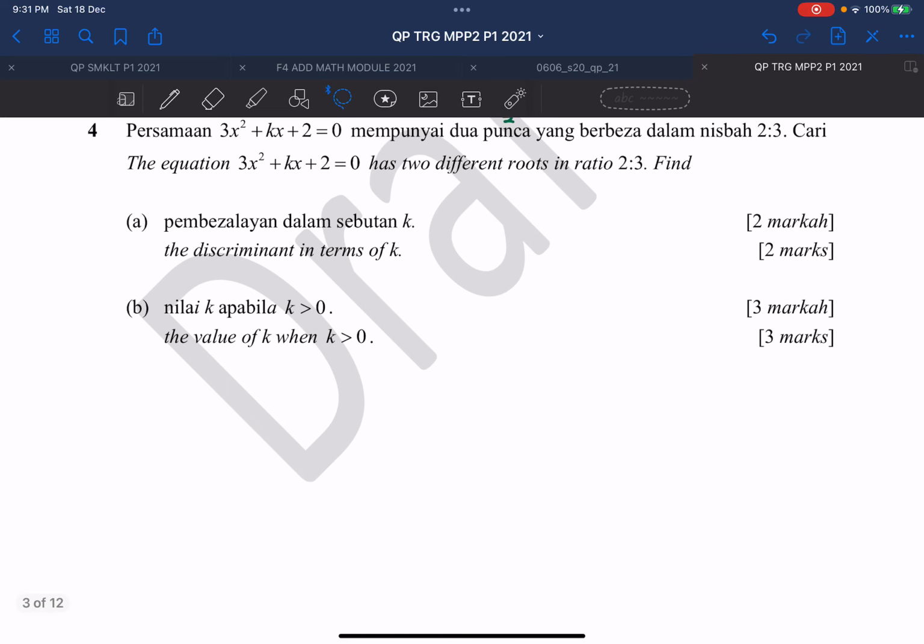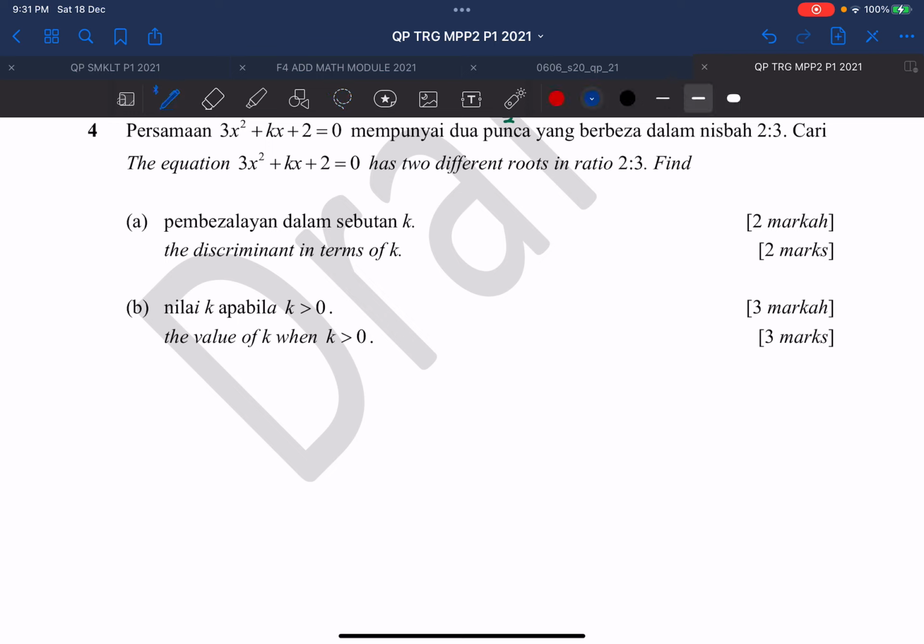Okay, for the Terengganu MPP2 paper 1, question 4 is actually a quadratic function question. It's given that 3x squared plus kx plus 2 equals 0 has two different roots, yeah? So two different roots in the ratio of 2 to 3. They want to find the discriminant in terms of k.